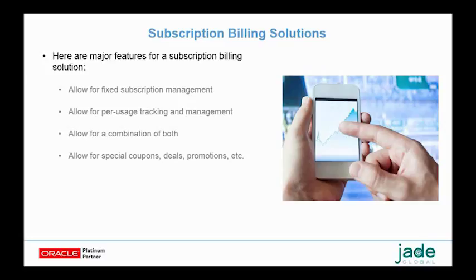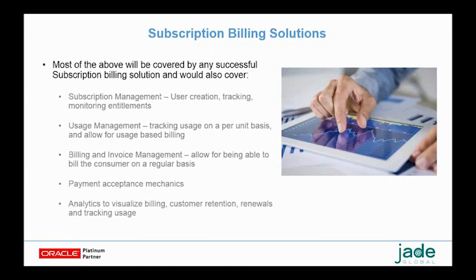They allow for per usage tracking and management, or pure fixed subscription management, or a combination of both. And then, like I said, they allow for coupons and deals and promotions and things like that that allow us to entice the customer to get newer functionalities or a higher level of usage of the same product. And as you've seen in the previous pictorial that I had provided, there are trials that lead to a subscription and then a continuous usage of that product over a period of time.